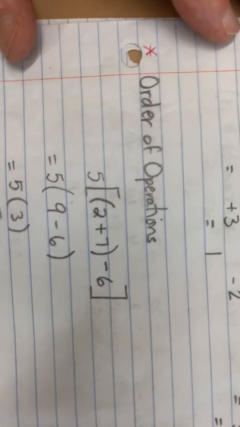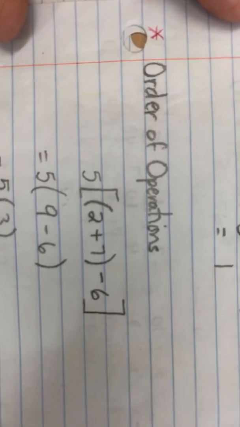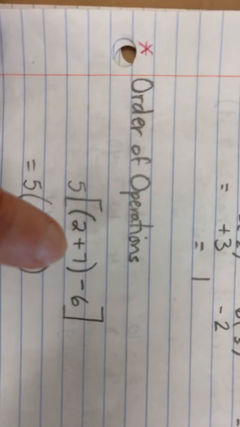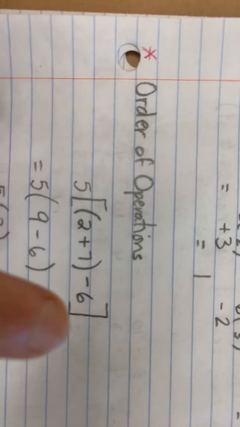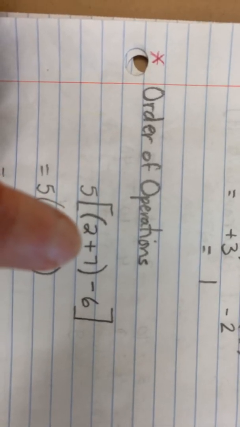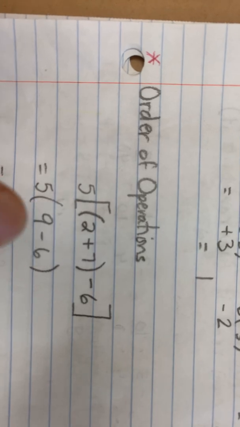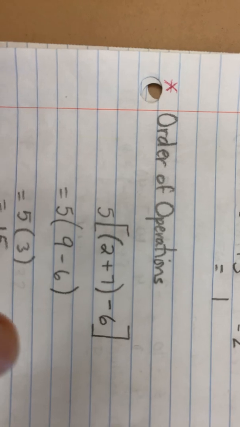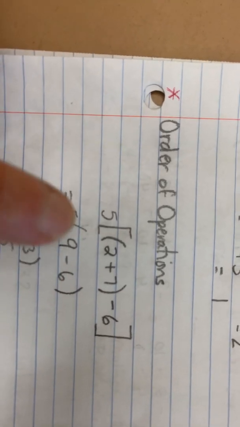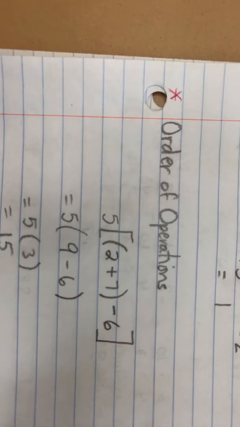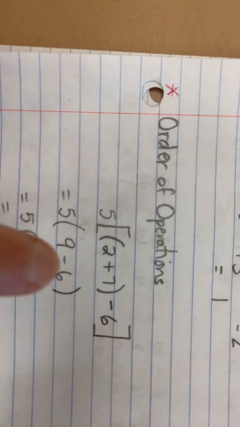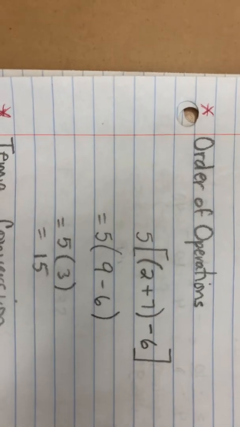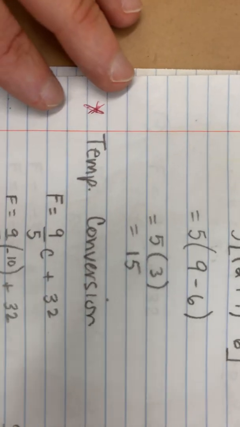Order of operations says you do the work inside the grouping symbols first. Brackets are another form of grouping symbols. So I have the parentheses work inside of the brackets work. I did the parentheses work first. 2 plus 7 is 9. And then 9 minus 6. And then I can either do the work inside of the parentheses or I could use the distributive property. I decided that 9 minus 6 is very easy to do on the inside. And then I followed through with the rest of the order of operations.